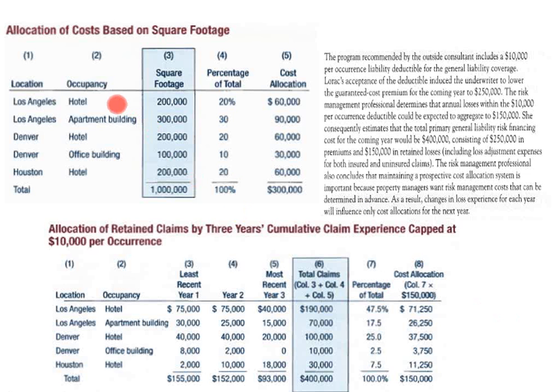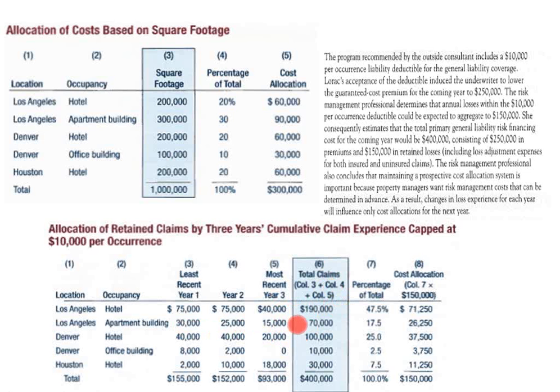Again, in a hotel you might have people smoking. Well, I guess in an apartment building you could too, but you can have more damage caused because of people not caring as much. Now, what this is doing is saying allocation of retained claims by 3 years cumulative claim experience, capped at $10,000 per occurrence. So the idea behind this chart is that over the last 3 years of claims, we've had 75,000, 75,000, and the most recent year was 40,000. So the total claims cost that we've had is 190,000 in the hotel.